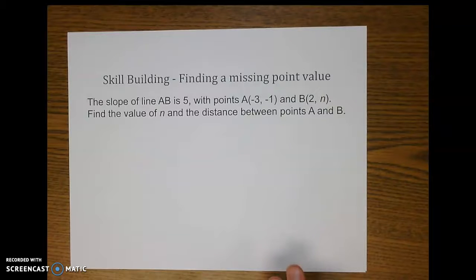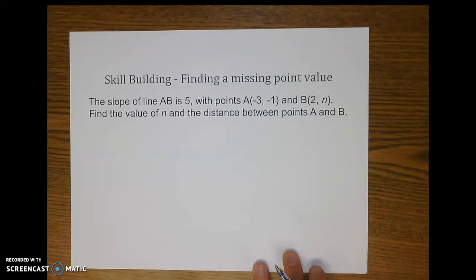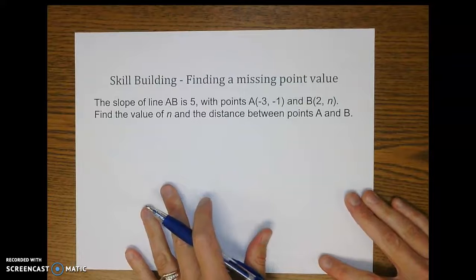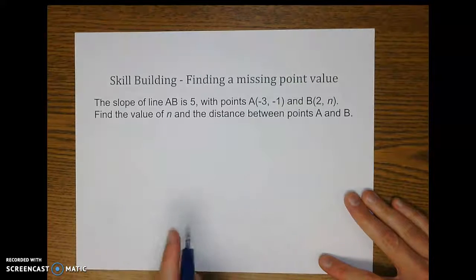Good morning. Today's skill building is going to be finding a missing point value between 2 points and also a distance between 2 points. So we're going to start with this one here first. The slope of line AB is 5 with points A (-3, -1) and B (2, n). We're supposed to find the value n and the distance between points A and B. I'm going to do this algebraically first and then also graphically over here.